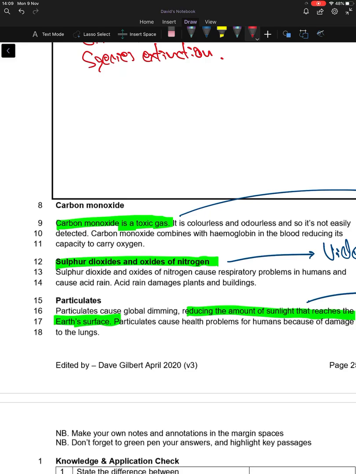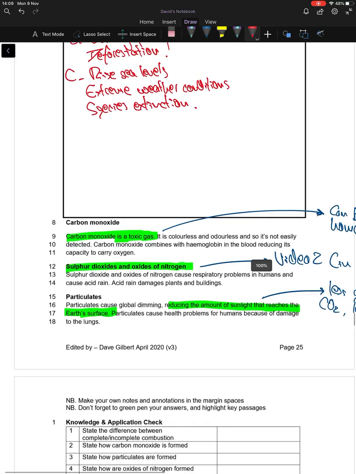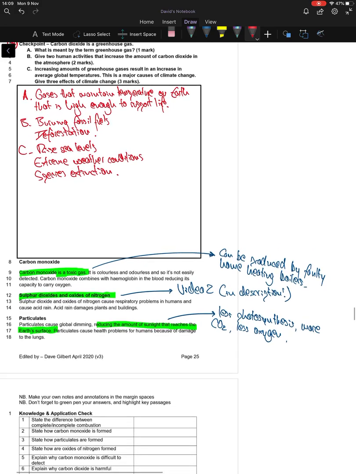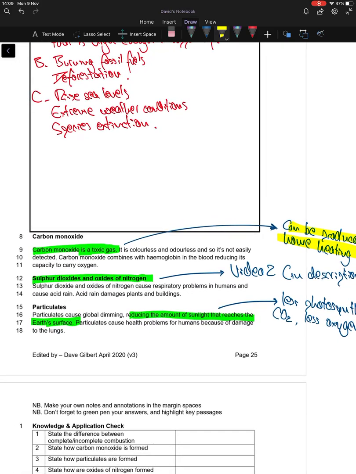Carbon monoxide is a toxic gas. It's colourless and odourless, so it's not easily detected. Carbon monoxide combines with hemoglobin in the blood, reducing its capacity to carry oxygen. Bear in mind, one of the examples you might hear about carbon monoxide is that it can be produced by faulty home heating boilers. Good.